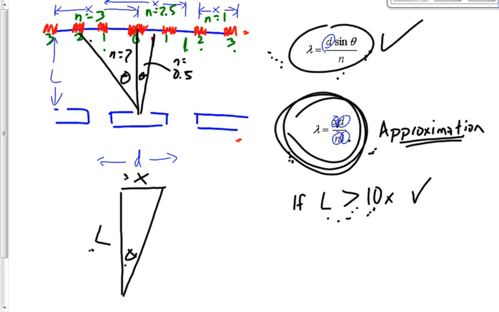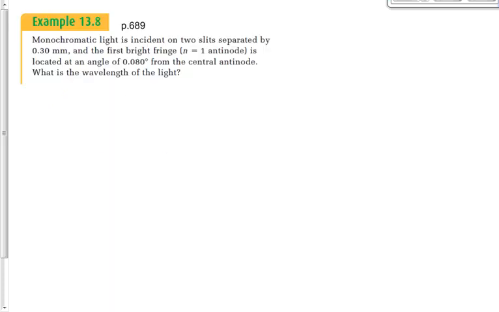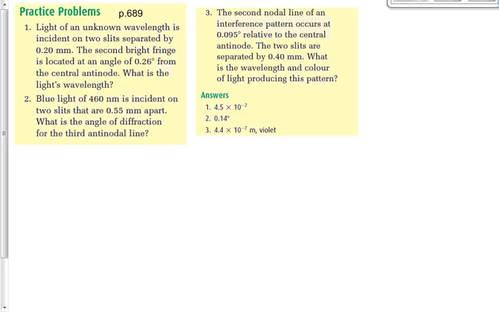All right, we had some questions that you worked on last Wednesday on page 689. Any issues with those questions on page 689, please? Okay, let's take a look at number 3 then. It says the second nodal line.